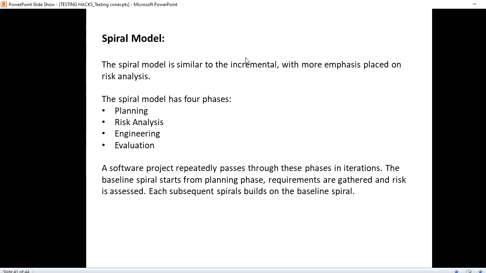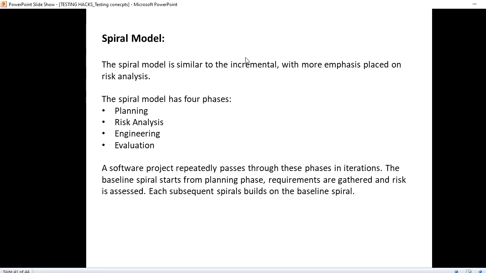The spiral model has four phases: planning, risk analysis, engineering, and evaluation. The spiral model repeatedly passes through these phases in iterations. The baseline spiral starts from the planning phase, where requirements are gathered and risk is assessed. Each subsequent spiral builds on the baseline spiral.